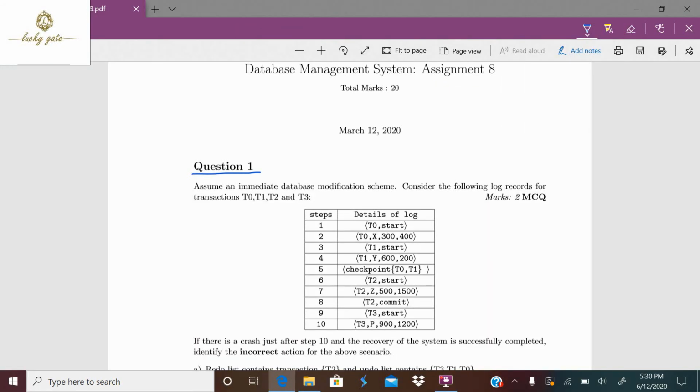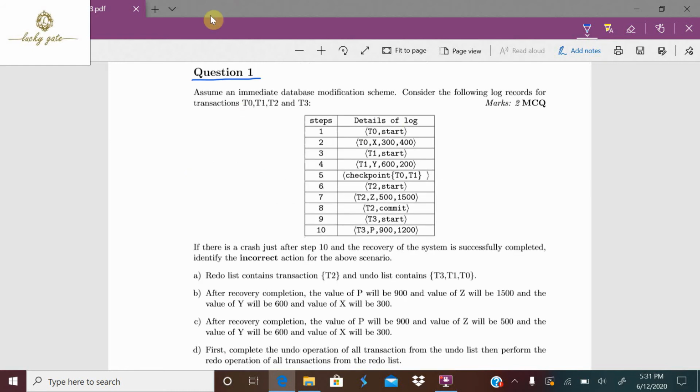Hello friends, this is database management system assignment 8, a detailed analysis of an NPTEL course conducted in the year 2020. Now coming to the first question: assume an immediate database modification scheme.